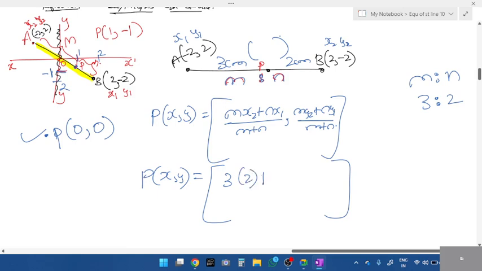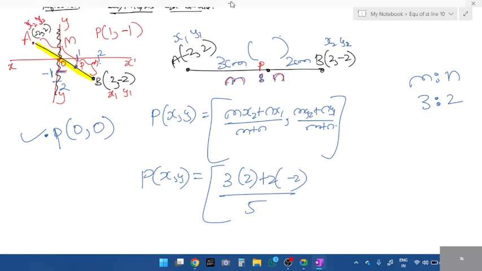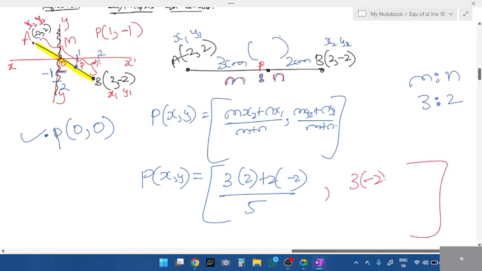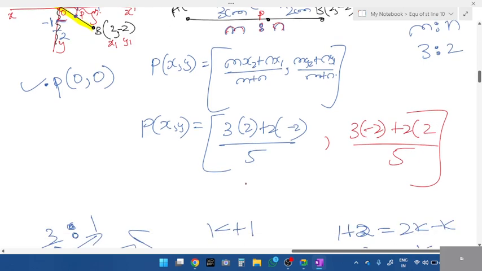X plus 2 into minus 2, divided by 5. Next, 3 into minus 2, 3 2s are 6. 6 minus 2 is... how much is 6 minus 4? 2 by 5, comma here, minus 6, minus 2 by 5.